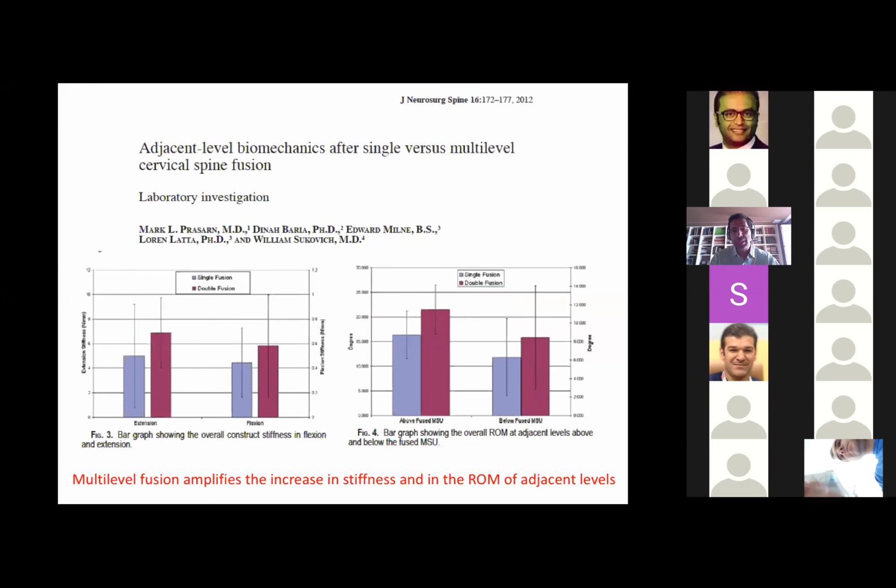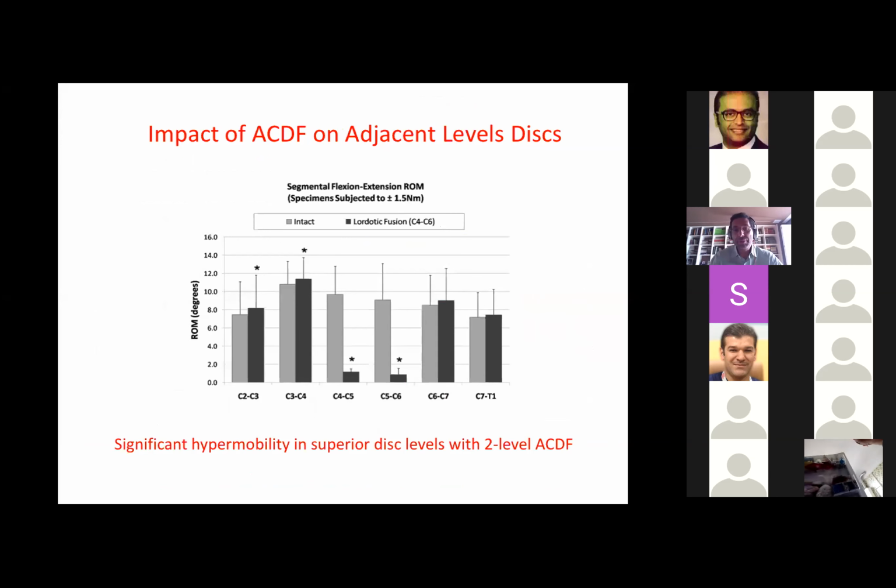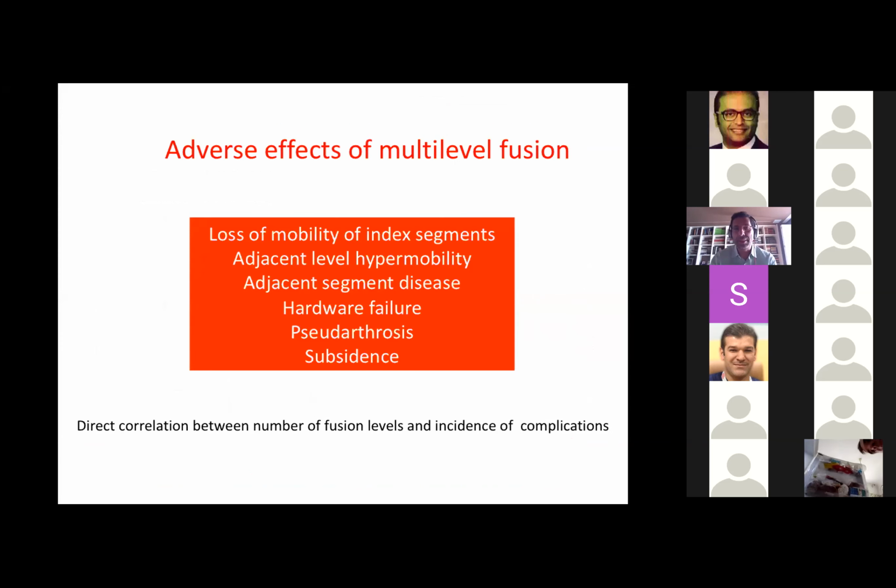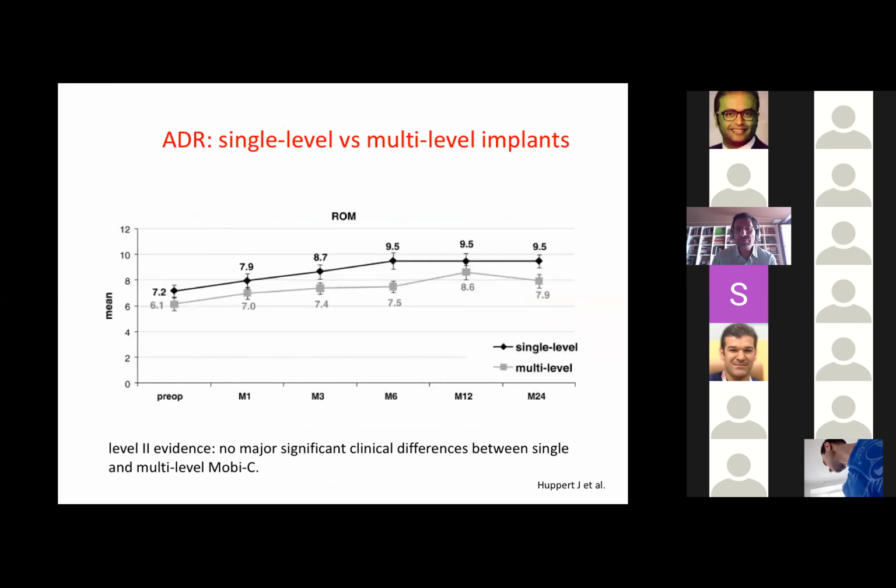Multi-level fusion only amplifies the increase in stiffness and range of motion of adjacent levels. There are a lot of studies showing that the more you do, the more hypermobility you get in adjacent levels. Also, there are adverse effects of multi-level fusion, like adjacent segment disease, hardware failure, pseudoarthrosis, and subsidence, which correlate with the number of levels that you treat.